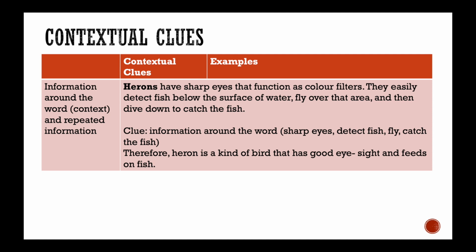Herons have sharp eyes that function as color filters. They easily detect fish below the surface of water, fly over that area, and then dive down to catch the fish. When we read this short paragraph, we have information about herons. We may not know what herons are, but when you read the information, like sharp eyes, they can detect fish, fly, catch the fish, etc., we can understand that a heron is a kind of bird that has good eyesight and feeds on fish.